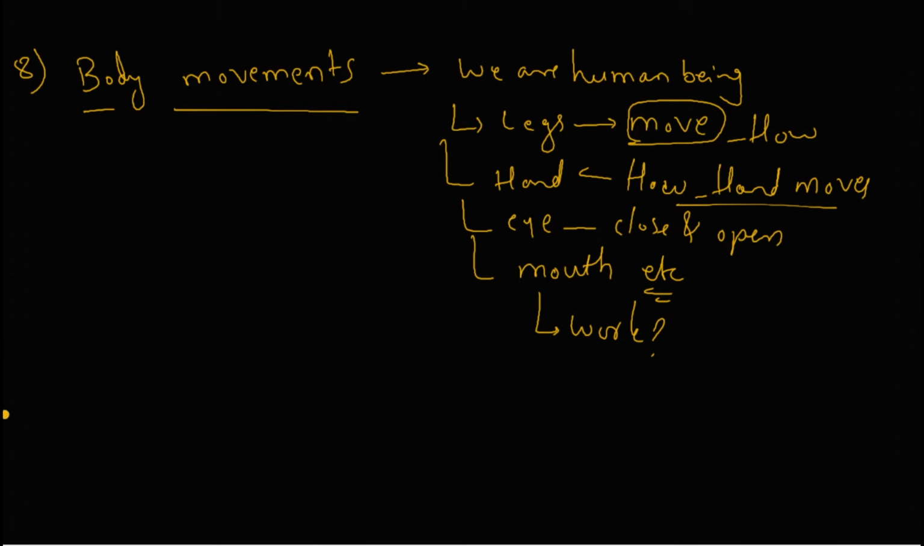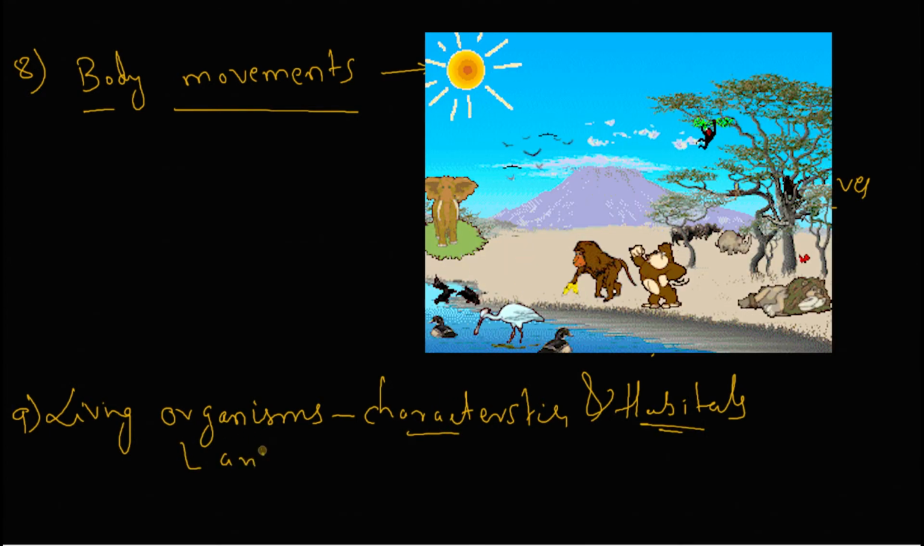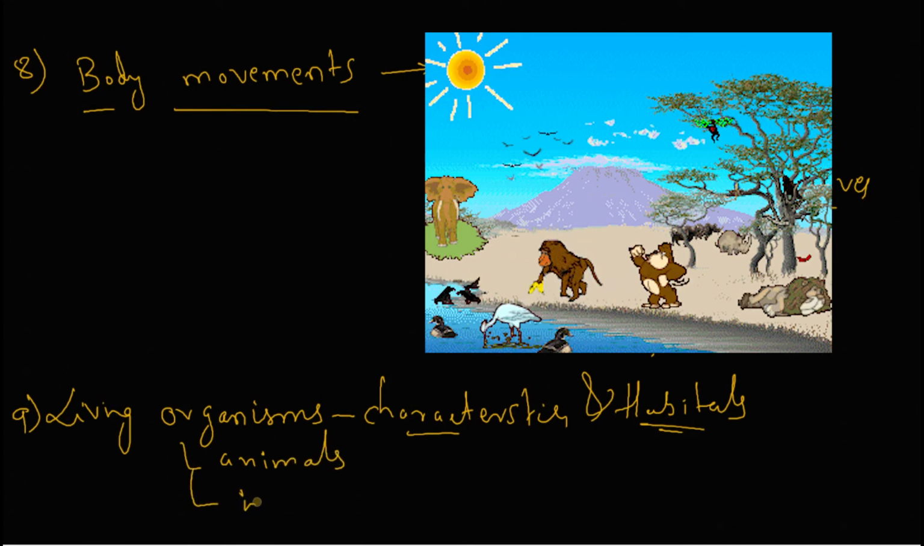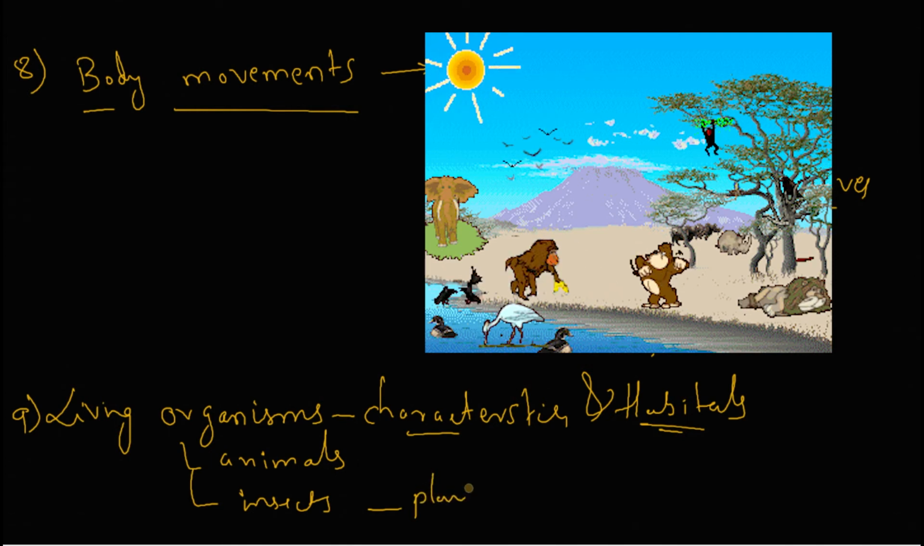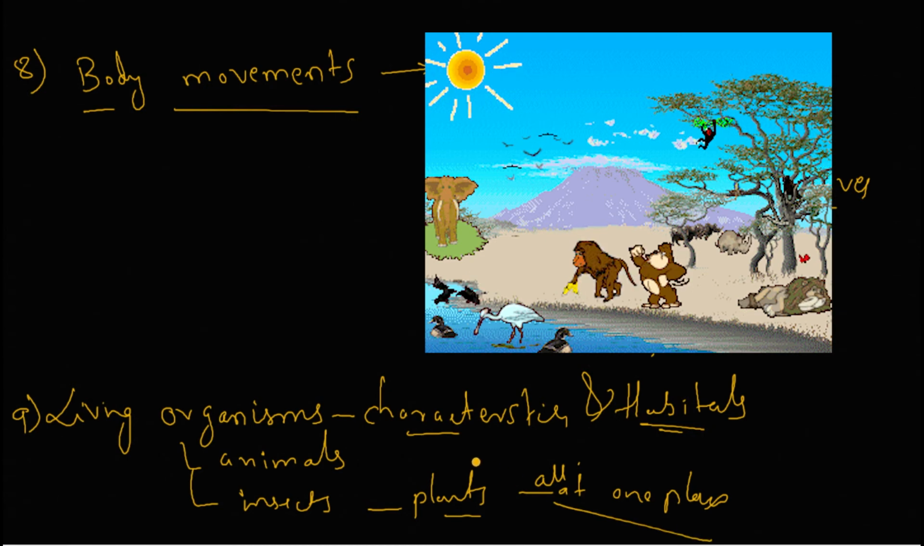9th chapter is living organisms, their characteristics and habitats. For example, we are humans, and there are animals, insects and plants. All the plants will not grow at one place, all the animals will not stay at one location, and all the insects will not stay at one location.